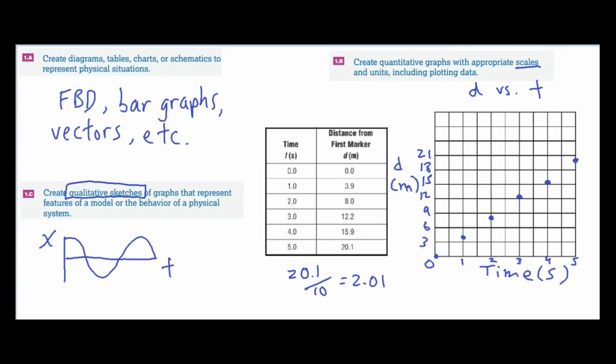All right, so I'm going to do a reasonable job plotting my points. Obviously, if you're doing something by hand, it's not going to be perfect, so we just want these dots and data points to be reasonably placed.